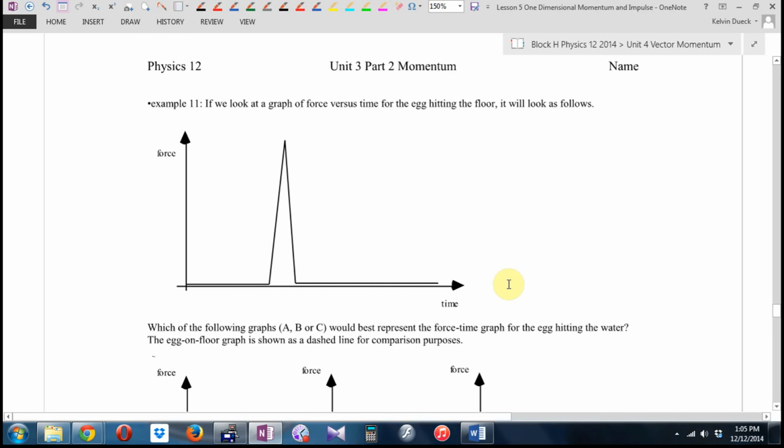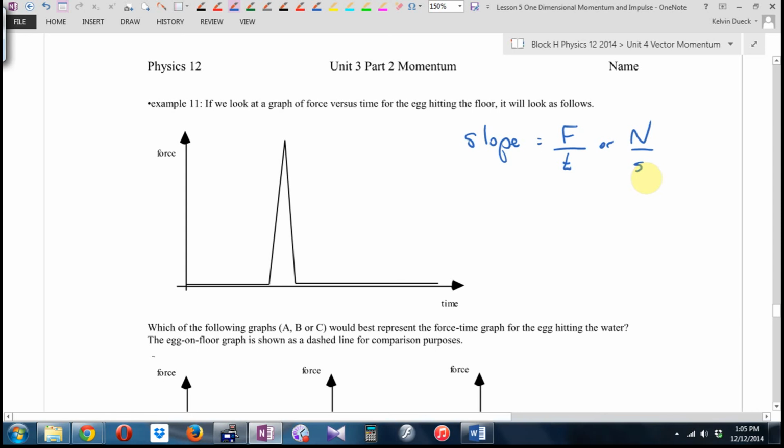If we look at a graph of force versus time for the egg hitting the floor, it would look as follows. What's on the y-axis? What's on the x-axis? Where does impulse appear on this graph? Well, I've told you there's two possible ways. One way, maybe impulse is the slope. Slope is what over what? Rise over run. Maybe impulse is force divided by time, or newtons divided by seconds.